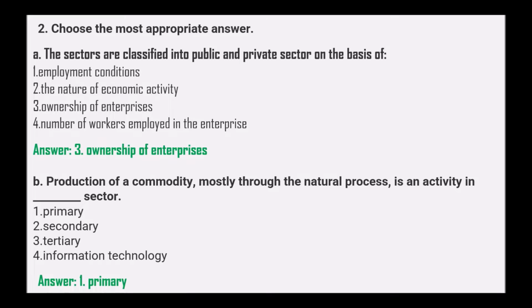Next, choose the most appropriate answer. First, the sector is classified into public and private sectors on the basis of ownership of enterprise. Production of the commodity mostly through the natural process is an activity in the dash sector, so it is the primary sector.